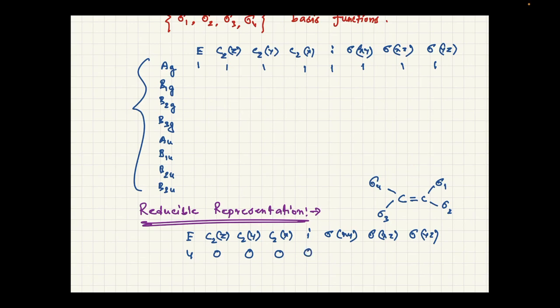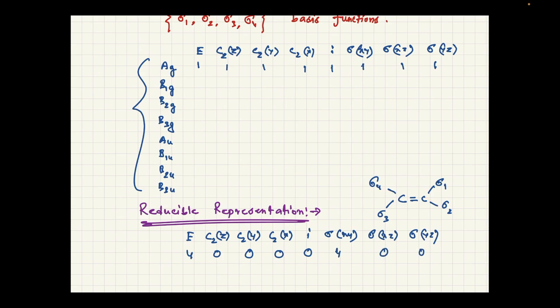Now sigma XY means it is the horizontal plane, the molecular plane, the reflection with respect to this molecular plane. With respect to this molecular plane, all 4 sigmas will not alter their position, right? So the total character will be 4 and 0 0. So this is the reducible representation.